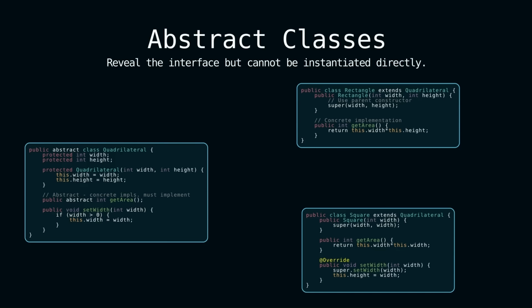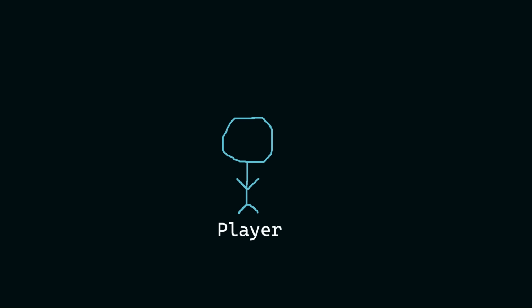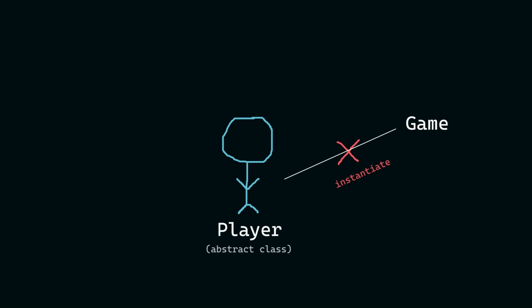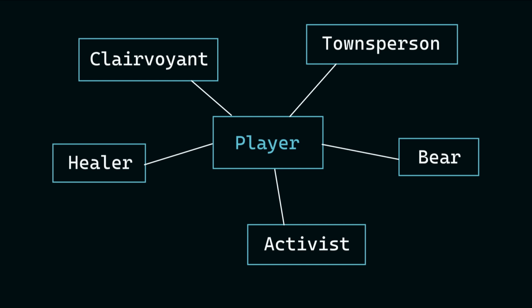Anyway, I'm going on about this because player is going to be a bit like an abstract class. Of course, C doesn't have abstract classes. Again, it would be a very boring video if it did. But we are going to try and approximate the behavior. We don't want to be able to instantiate a player directly. Instead, a player is going to be similar to a base class, and all the specific player roles, the subtypes, are going to build on top of it, implementing their own behavior.